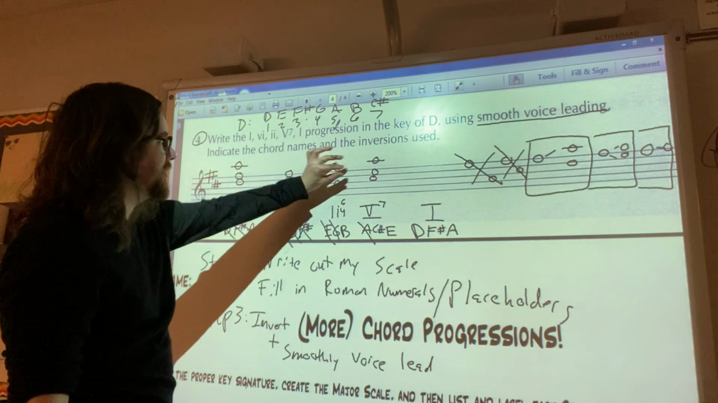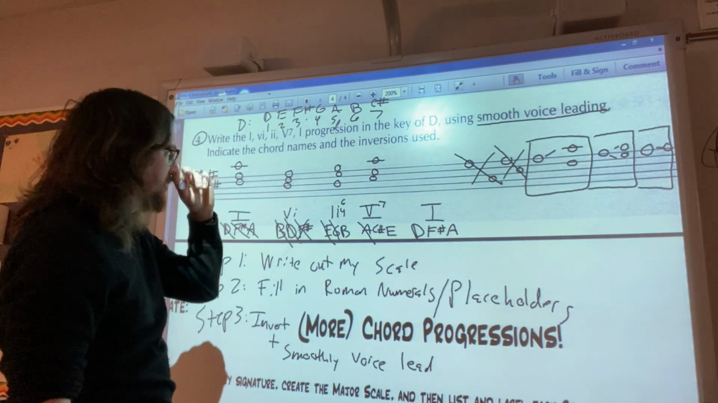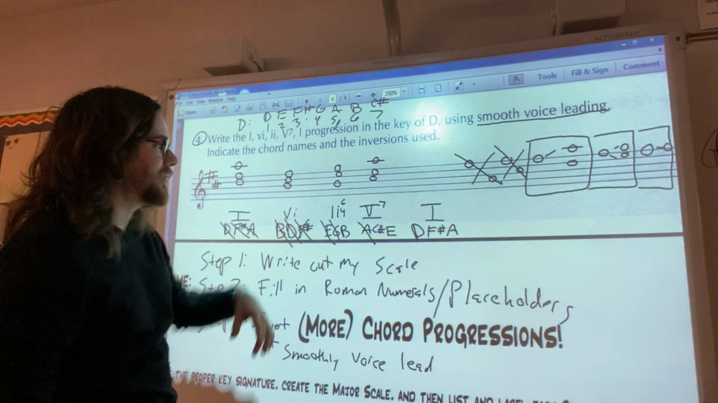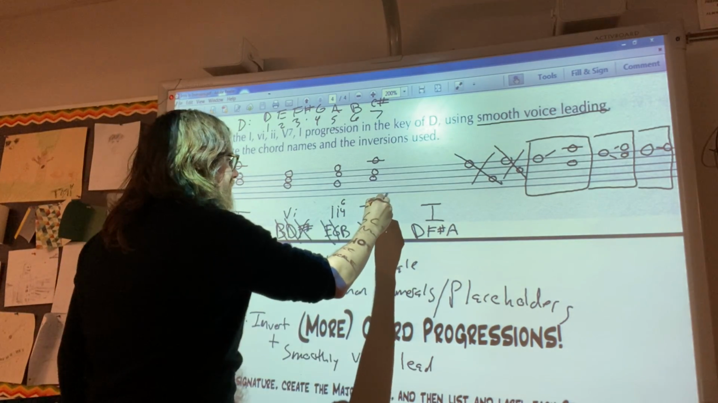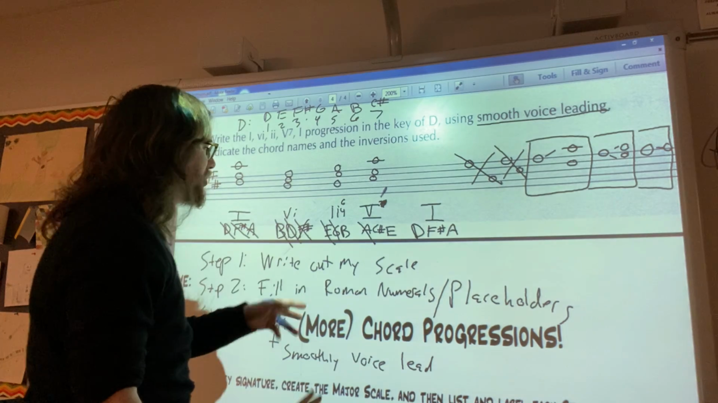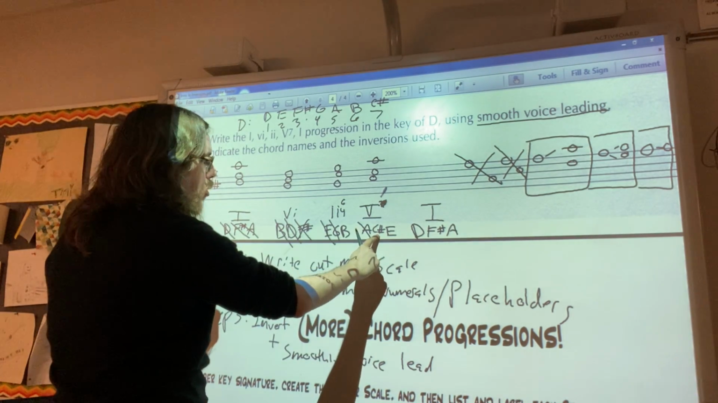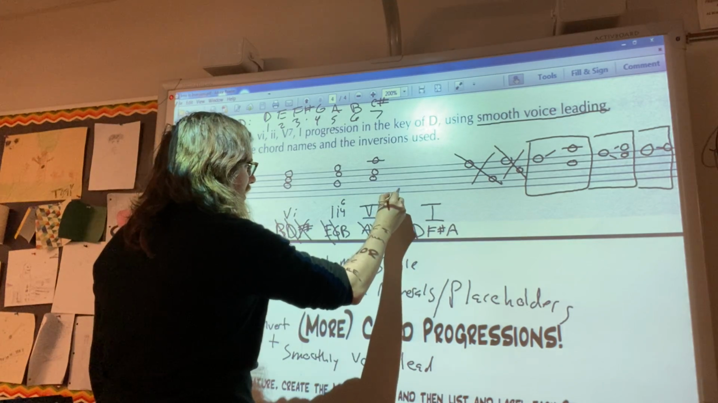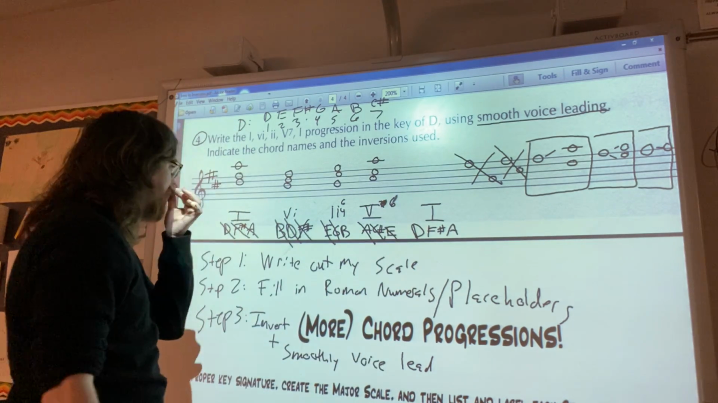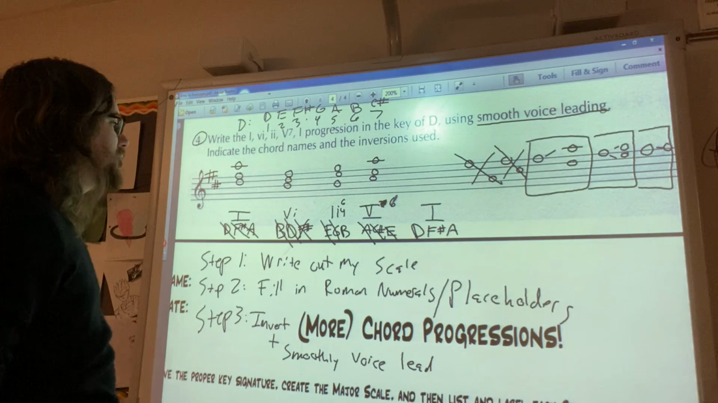If we look at this one, this is also not in root inversion. I have 2 spaces here in a line. Because it's not all lines or all spaces, we have to change this number, it's not a 7. This is going to be first inversion because the 3rd of the chord is in the bottom. The C sharp is in the bottom. So for that, we just write a little 6 right there. Not 6-4.